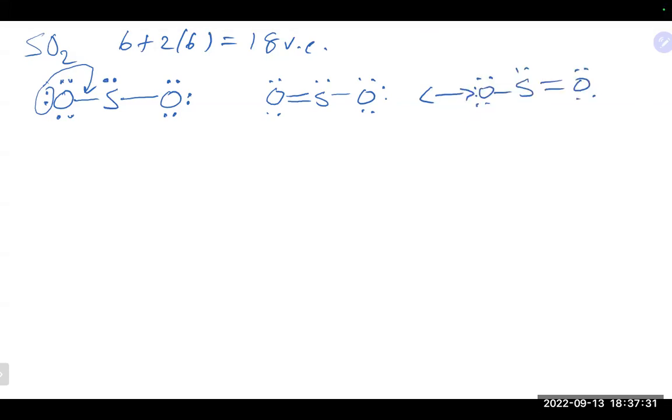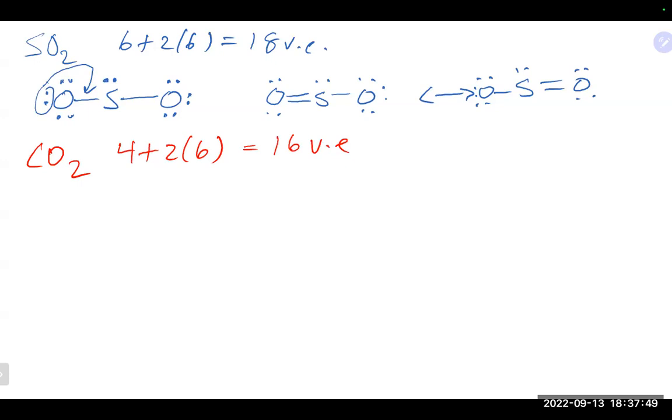All right. Then we got a little CO2 action happening next. Carbon is 4. There are 6 for each oxygen, and there's 2 of them. So once again, that is going to be 12 and 4 is 16 valence electrons.